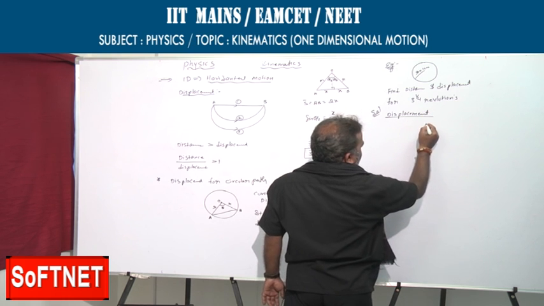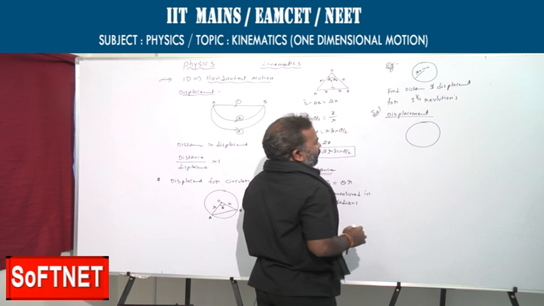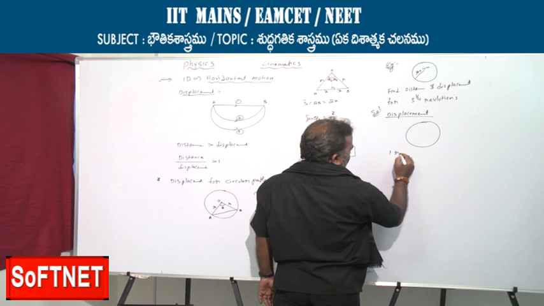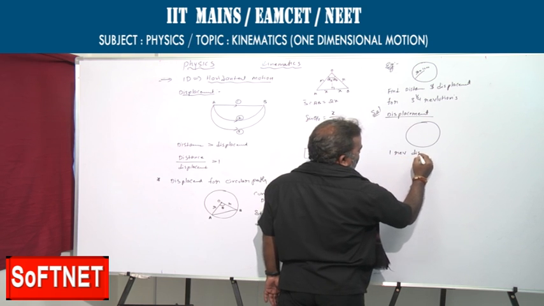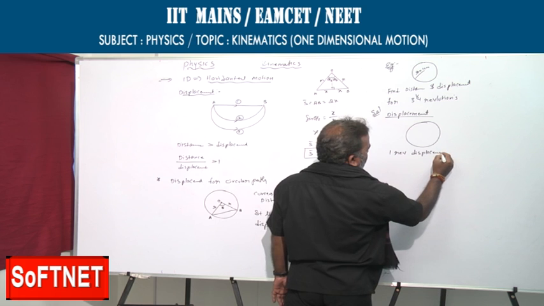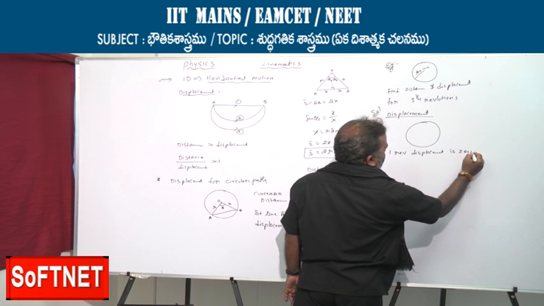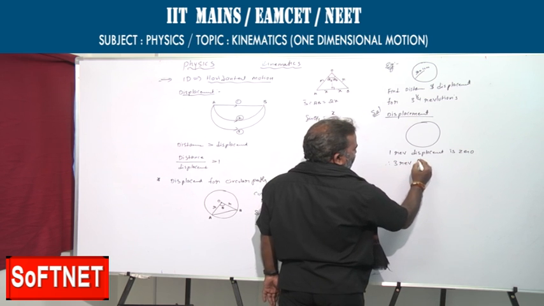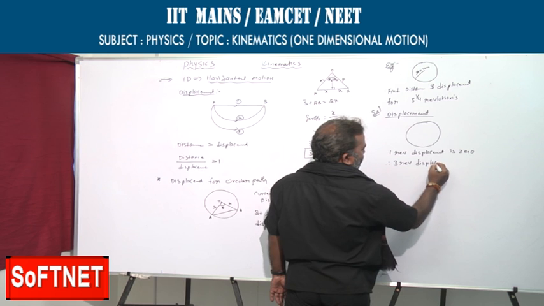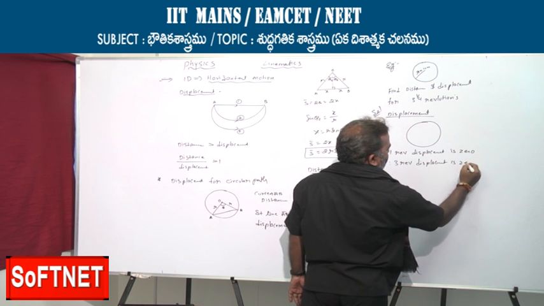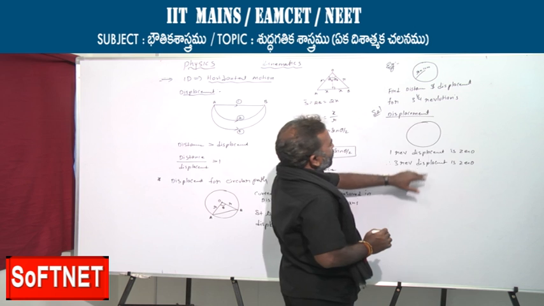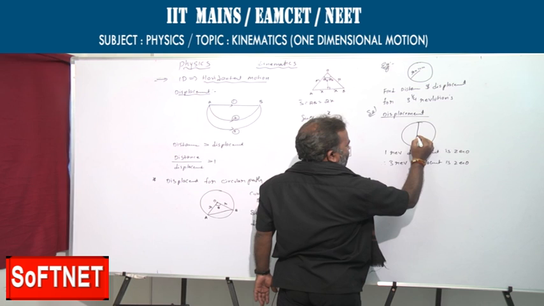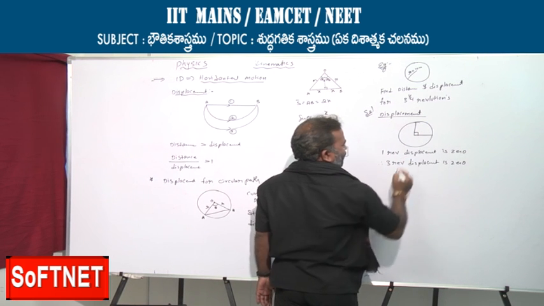Displacement. Total how many revolutions? 3 revolutions. For 1 revolution, displacement is 0. Therefore, for 3 revolutions, displacement is 0. Remaining is how much? 1/4 revolution. 1/4 revolution means it will make 90 degrees.